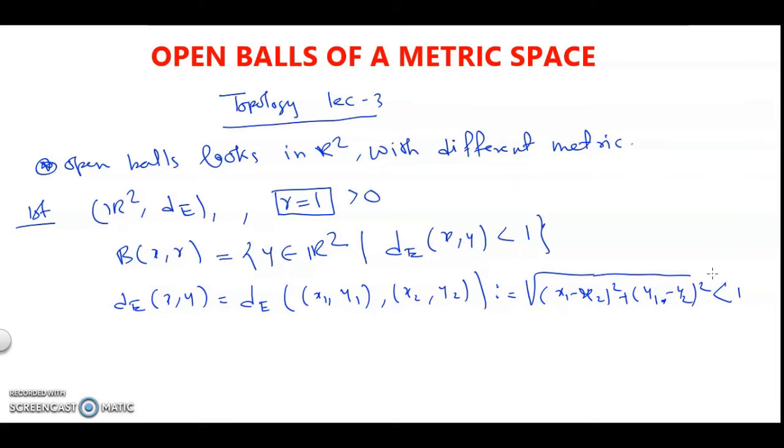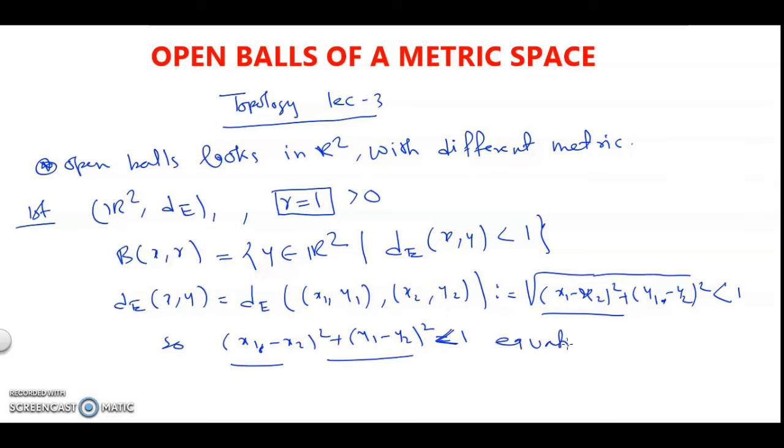I am fixing r as 1. You can take any arbitrary r; for our help we are taking r as 1. So from this, what do we get? If we square both sides, we get (x1 minus x2) whole square plus (y1 minus y2) whole square less than 1. We are just squaring both sides. Now what is this? This is actually the equation of a circle.